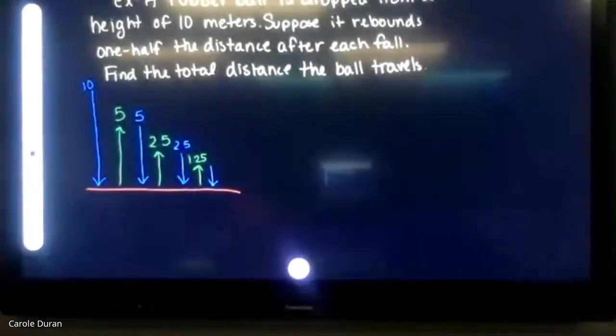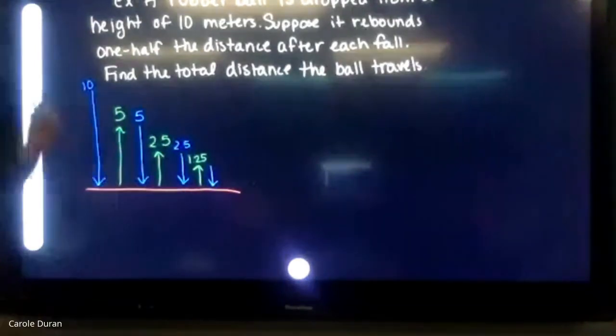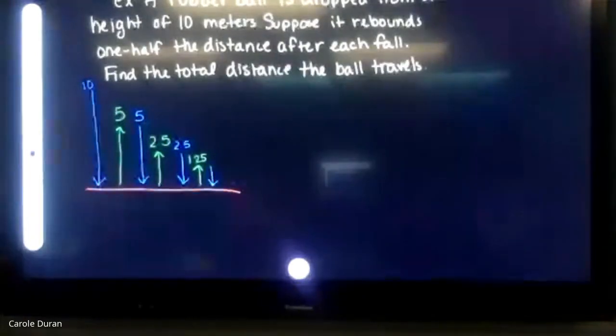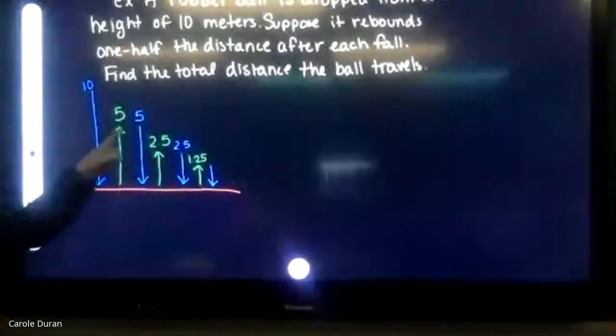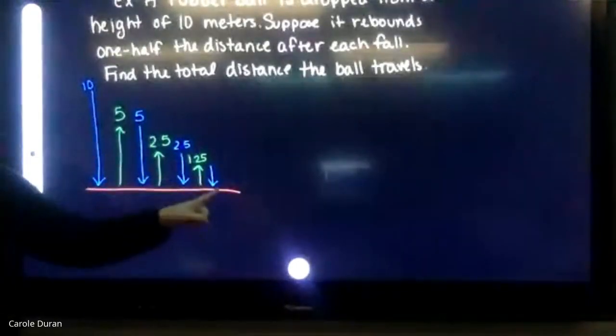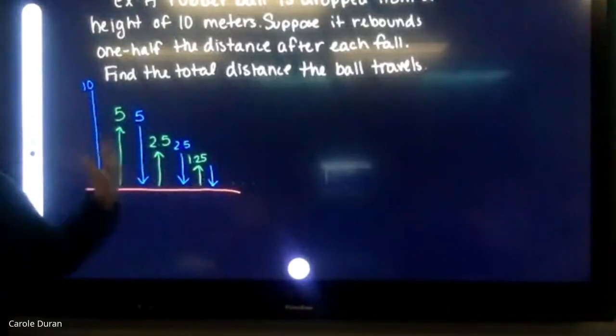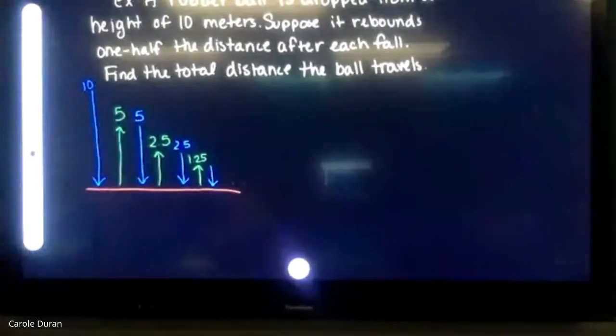So what it's asking us to do is add up the total distance that this ball traveled for each bounce down and up added together over time. We're actually doing 2 infinite sums here. We are doing the infinite sum of all of the downward bounces and the infinite sum of all the upward bounces, and then we're going to add them together. So I want to go ahead and do the upward bounces first.